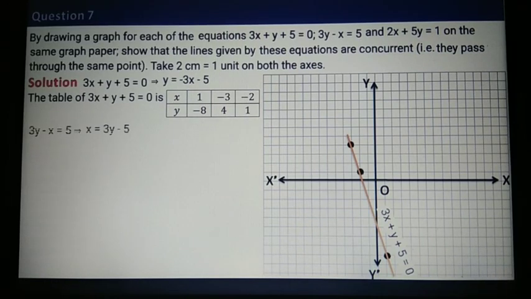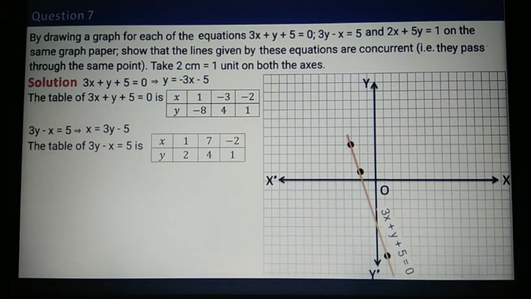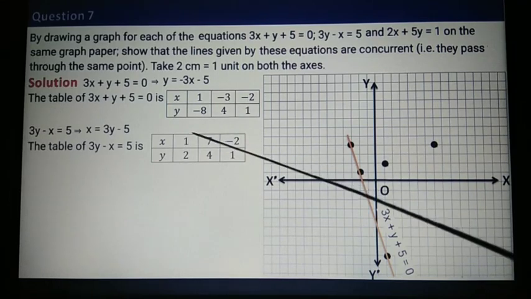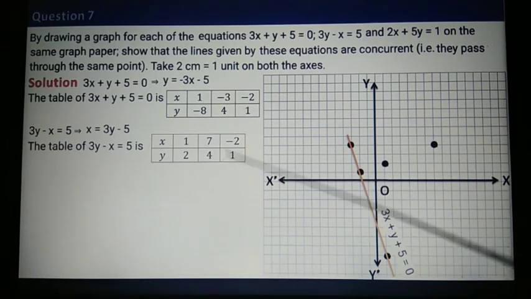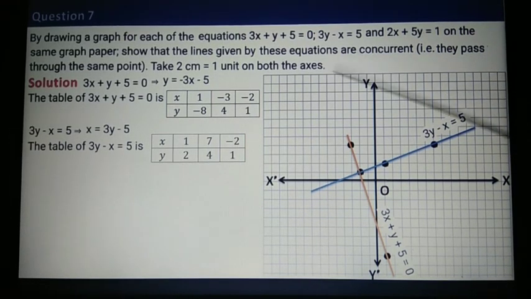Fine. Let's go to the other line, that is this one. This can be reduced in this way. The table is given by this one. Again, plot the points, that is 1 comma 2, 7 comma 4, minus 2 comma 1. These are the 3 points, join them. After joining, this will be the line 3y minus x equals to 5.